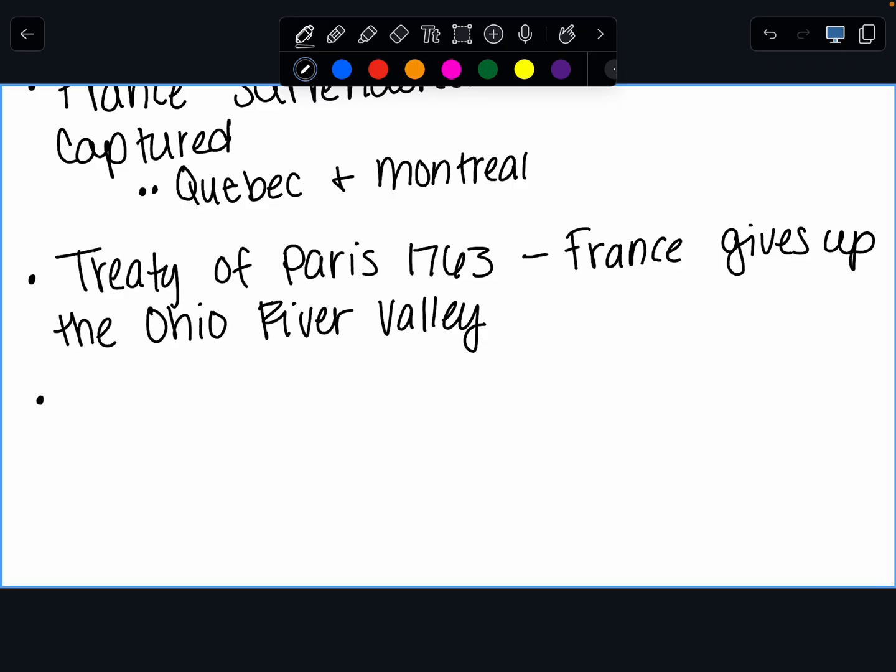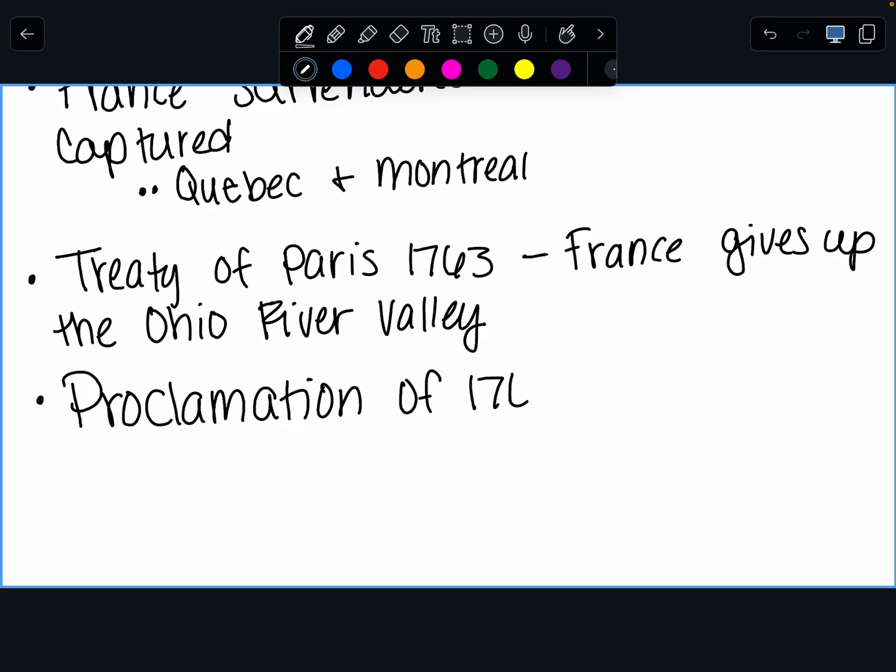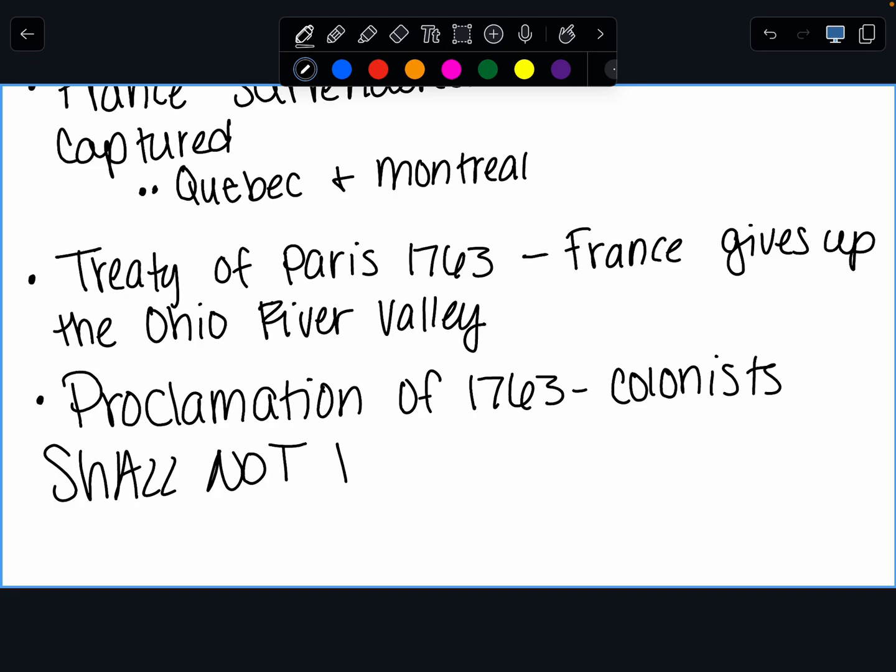Okay. So how do we put this into words? What's our bolded words? Proclamation of 1763. Okay. Colonists shall not pass. Okay. Shall not pass.